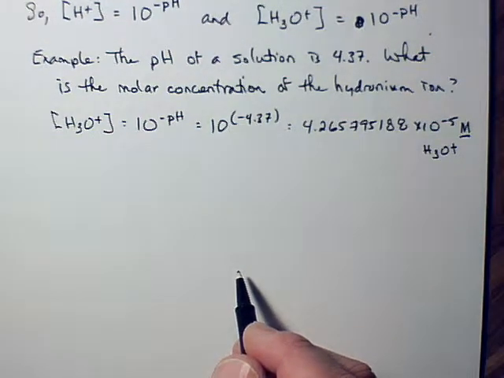So where do you get the negative? It's part of the number on the calculator.